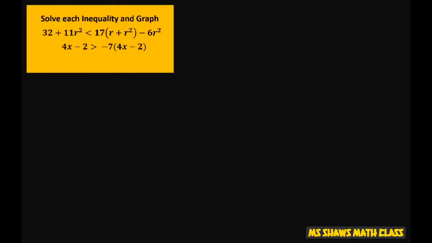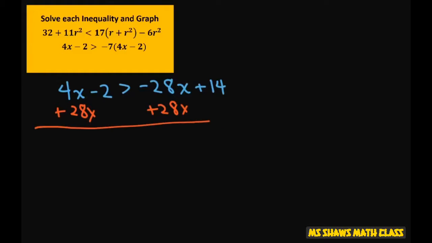Okay, the next problem, we're going to do the same thing. The left-hand side, copy it down, and simplify the right-hand side. Now solve for x, so we're going to add 28 to both sides. So that cancels, that zeroes out. It's going to be 32x minus 2 is greater than 14. Add the 2 to both sides. Try to do it mentally because it helps.